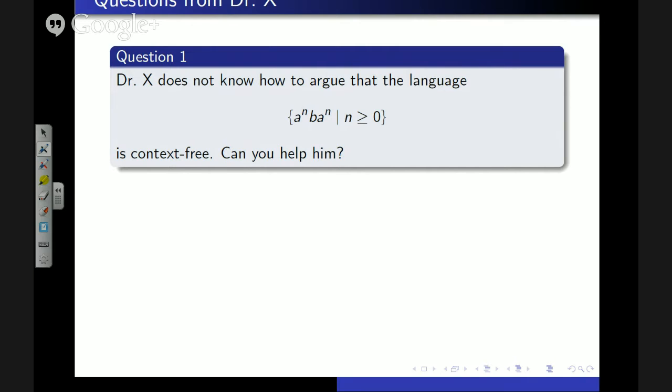What does he need to do in order to convince himself that this language is context-free? I say himself because Dr. X is a man. Sorry, bad for him.